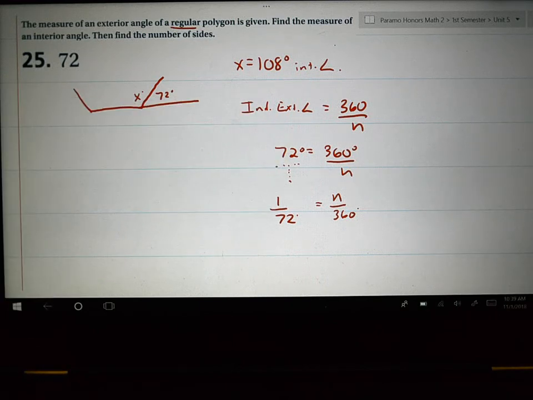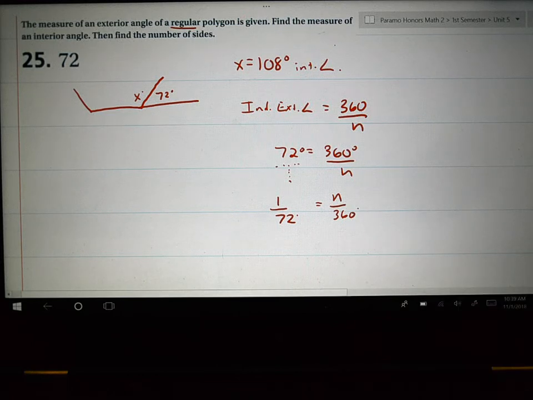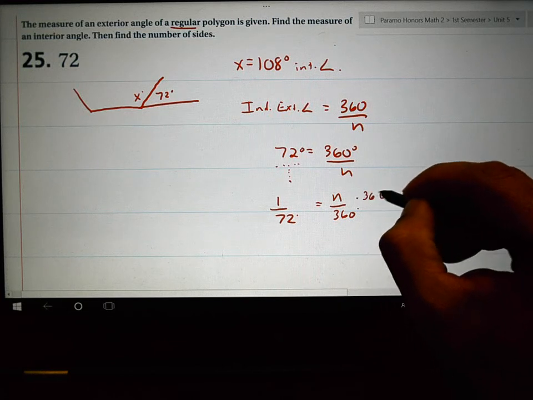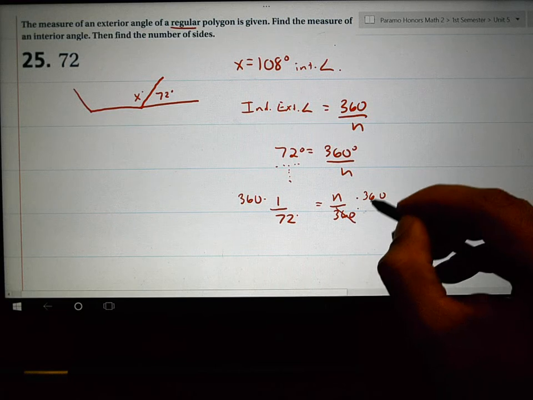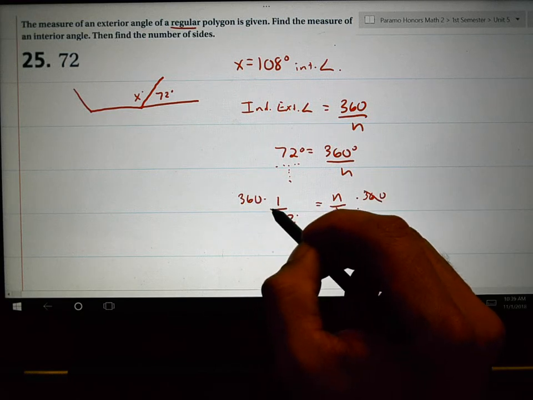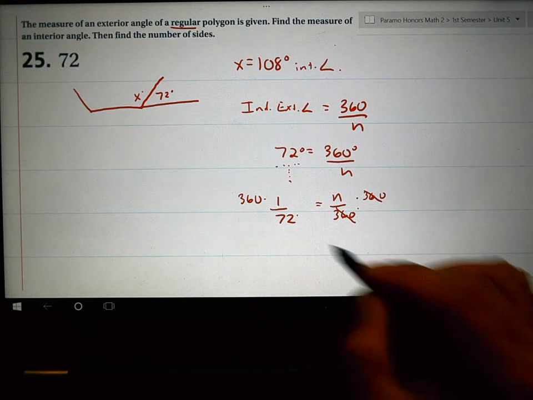And what this does is it brings your variable to the numerator, and now you can solve. Instead of dividing by 360, times by 360 in the numerator. 360 goes into 360 one time. All I have to do is 360 divided by 72. 360 divided by 72 goes in 5 times.